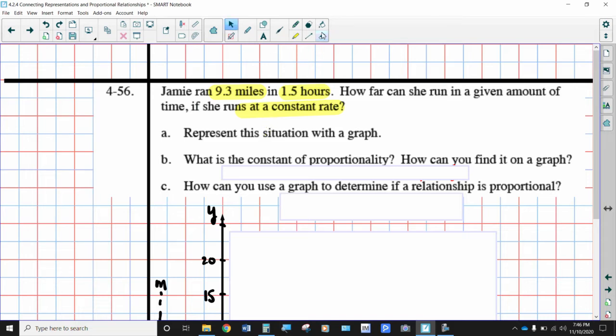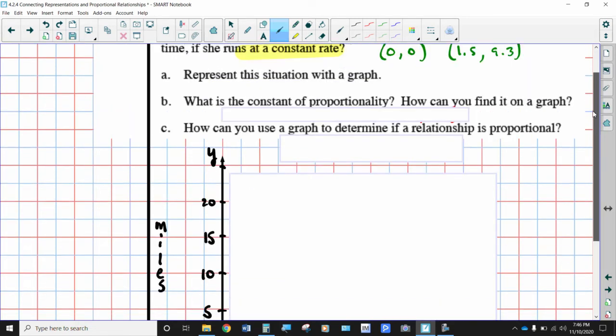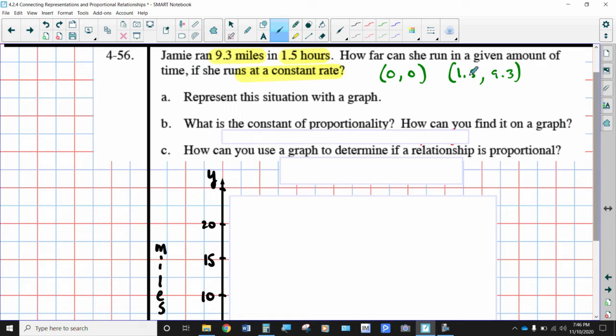So what we're going to do is this. We're going to say, all right, there are 2 points that we can graph on this graph. 0, 0 is absolutely one of them. And the other one would be 1.5, 9.3. Now, depending on how you scale your axes, it might not be super easy to find these exact points. That's not too bad. But finding 9.3 could get a little tricky, so we got to be careful.